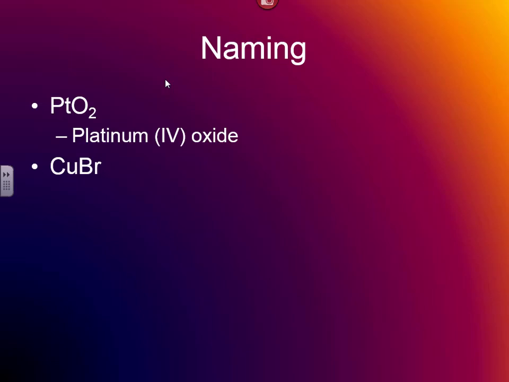What would this one's name be? Copper 1. It's the end of it. Bromide. The copper has to be +1 because the bromide is -1.